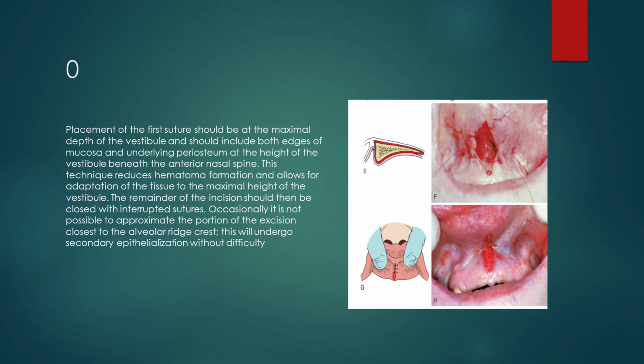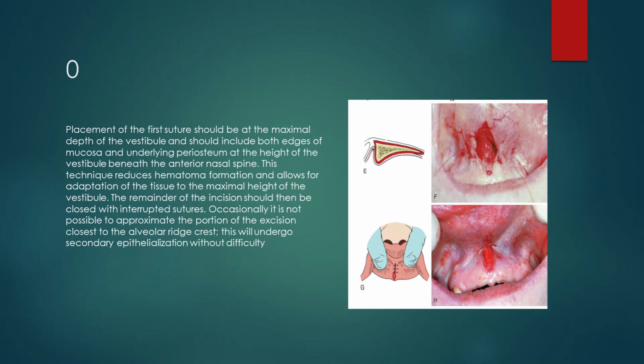After finishing the undermining procedure, the first suture should be placed at the maximal depth of the vestibule and should include both edges of the mucosa and the underlying periosteum at the height of the vestibule beneath the anterior nasal spine, as we can see in F and E. This technique reduces hematoma formation and allows for adaptation of the tissue to the maximal height of the vestibule. The remainder of the incision should then be closed with interrupted sutures.